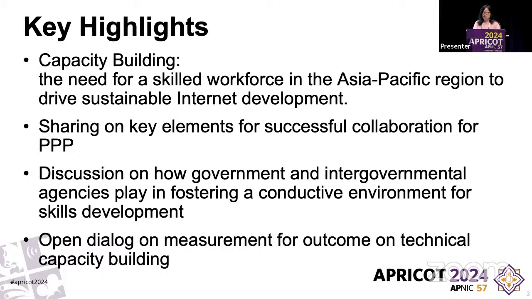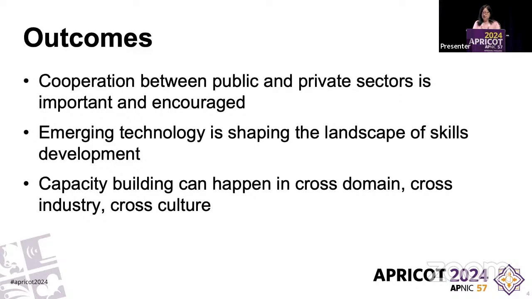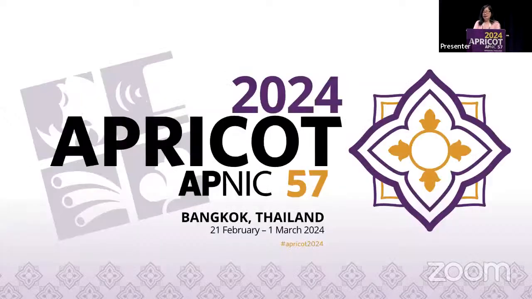It was also an open dialogue on measuring the outcome. Capacity building is something that everybody's doing, but how do we measure the outcome so that we can continue building on top of that? The outcome is, number one, the cooperation between the public-private sectors is important and very much encouraged. Emerging technology is shaping the landscape of skill development, and capacity building can happen cross-domain, cross-industry, and cross-culture, and it's a continual effort. After this session, I also want to encourage all of you to participate in our dialogue in the forum, and we can continue building up on the cooperation. Thank you. That's my report.